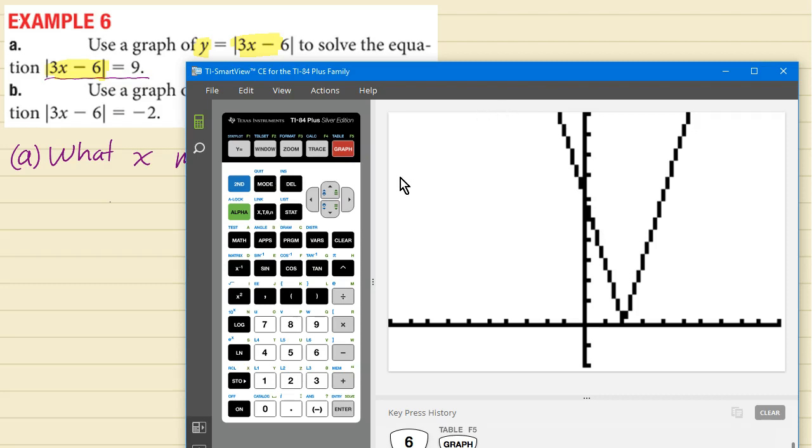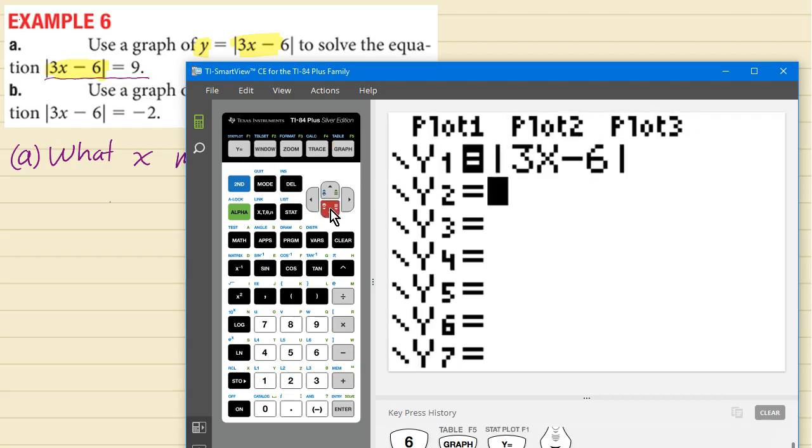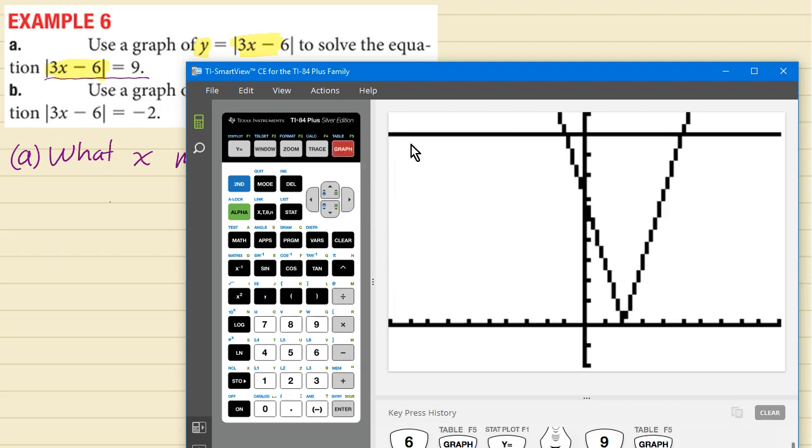And we want to see where that intersects y equals 9. So we also need to do y equals 9 here. And we want to know, what are the values of x that make the points on the absolute value function have this y coordinate of 9.